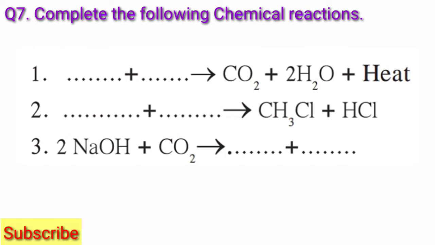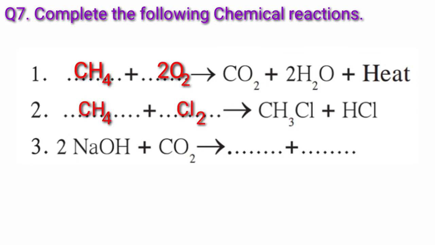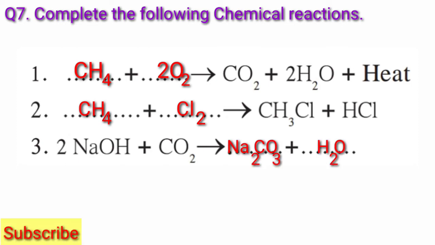Answer: CH4 plus twice O2 gives CO2 plus twice H2O plus heat. Second, CH4 plus Cl2 gives CH3Cl plus HCl. Third, twice NaOH plus CO2 gives Na2CO3 plus H2O.